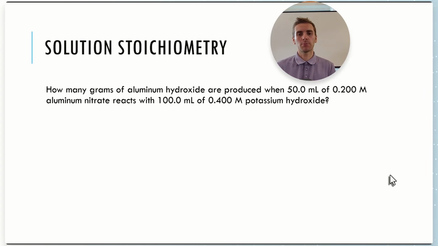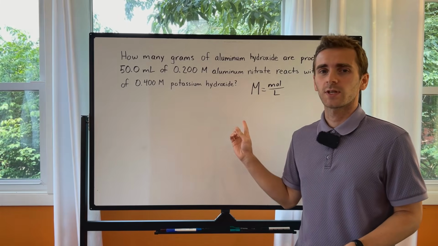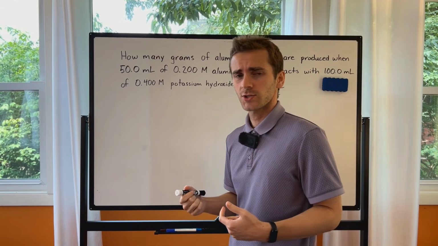Okay, so for the most part, most of the steps are going to be the same steps that we do for a standard stoichiometry problem, but we're introducing molarity as well, which sort of gives us a new wrinkle on these types of problems. So as always with stoichiometry, we're going to start by writing out a balanced chemical equation for the reaction that takes place. All right, so the first step is to write out our balanced chemical equation.